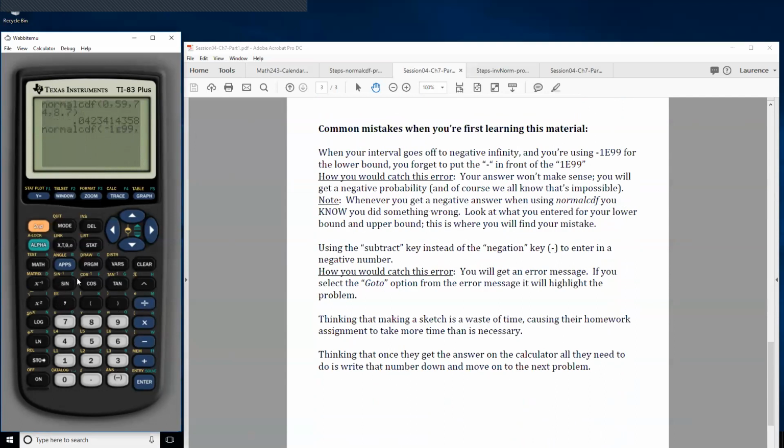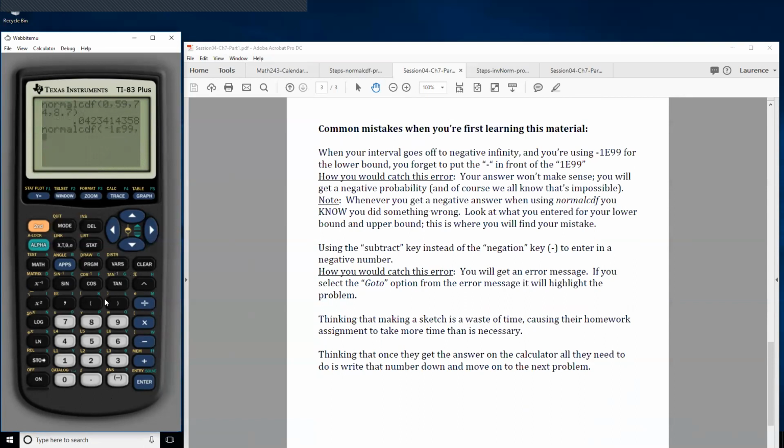You say, you mean I can't just press the alpha key and this key and get the E in there? No, that's not the same. No, that's not scientific notation. So this is -1 times 10 raised to the 99th power. Imagine a -1 followed by 99 zeros.